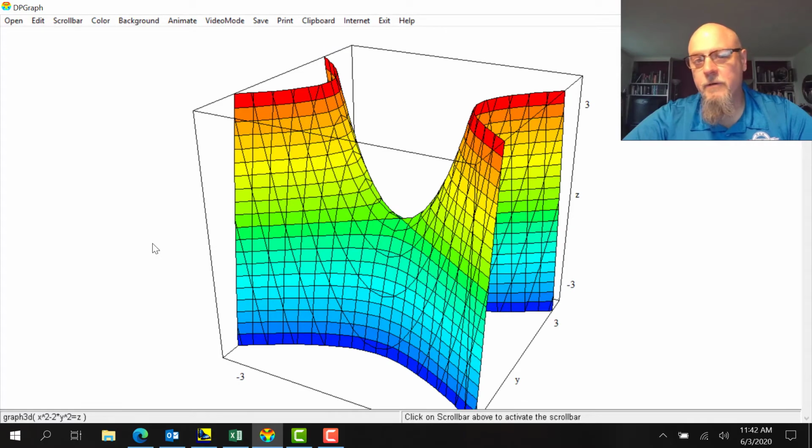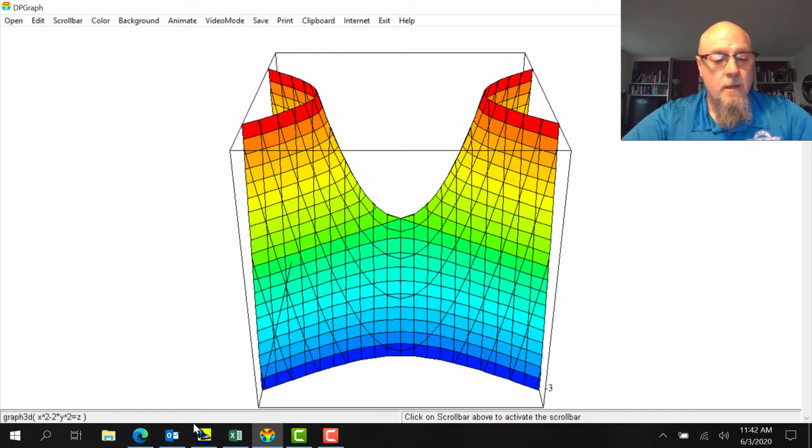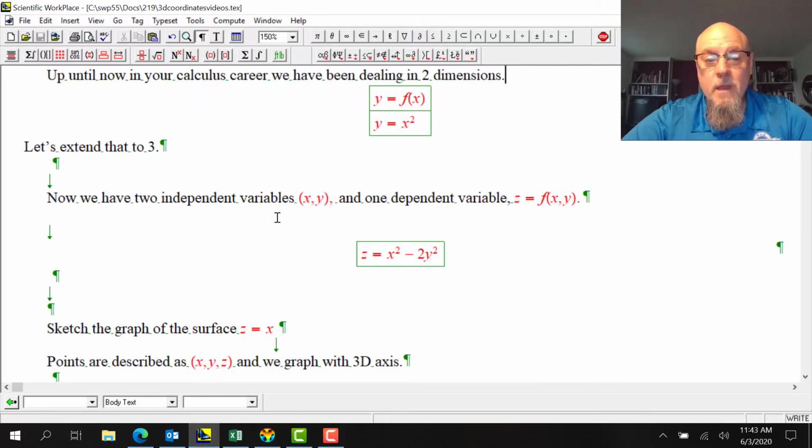So, multivariable calculus. We're talking about things like this, a surface. Up till now, everything we've been talking about in calculus has always been in two dimensions. So we have one input variable, an x, you put into the function, and a y comes out. Y is the dependent variable because it depends on what x you put in.